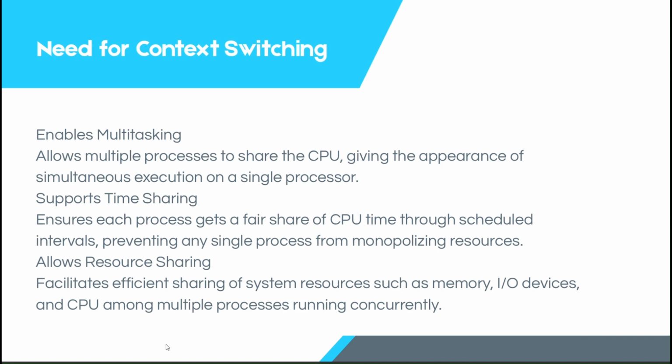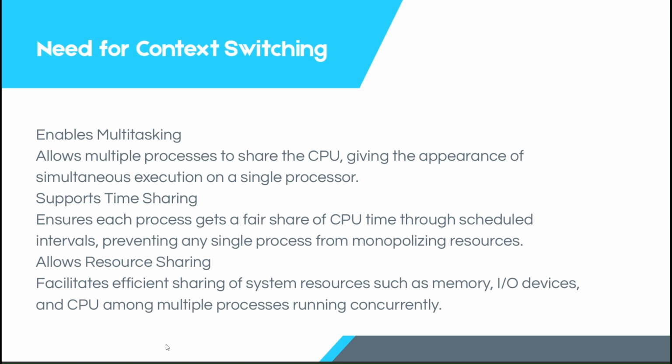The operating system gives each process a very small amount of CPU time called a time slice or time quantum. After one process uses its allotted time, the operating system performs a context switch and allows another process to use the CPU. Since the switching happens thousands of times every second, users feel that all applications are running simultaneously.